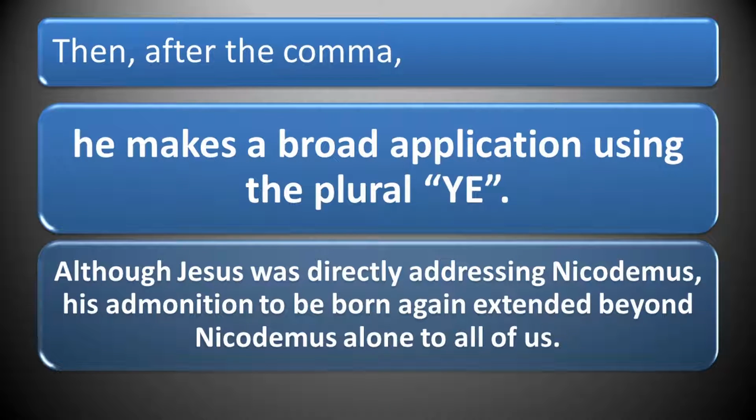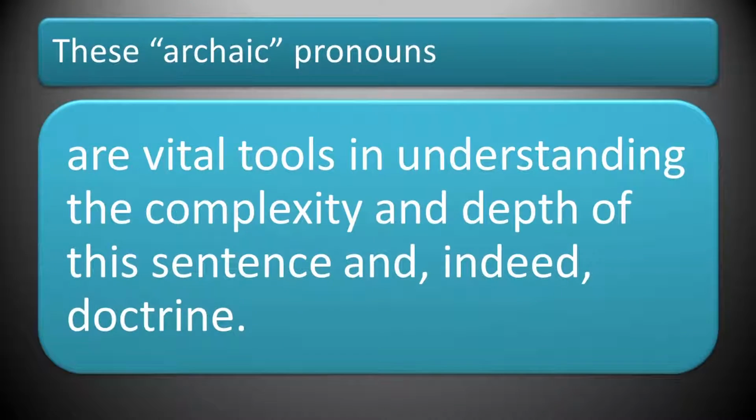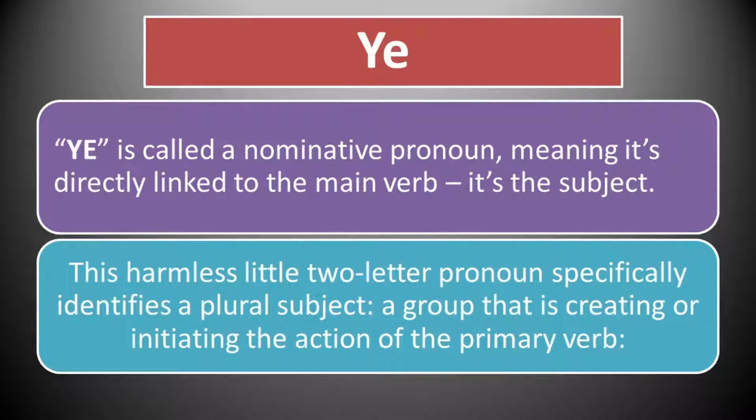And this is accomplished simply by the use of the second person pronoun. Subject, object, singular, plural. These archaic pronouns are vital tools in understanding the complexity and depth of this sentence, and indeed this doctrine. Ye is called the nominative pronoun, meaning that it's directly linked to the main verb, it's the subject of the verb. This harmless little two-letter pronoun specifically identifies a plural subject, a group that is creating or initiating the action of the primary verb.